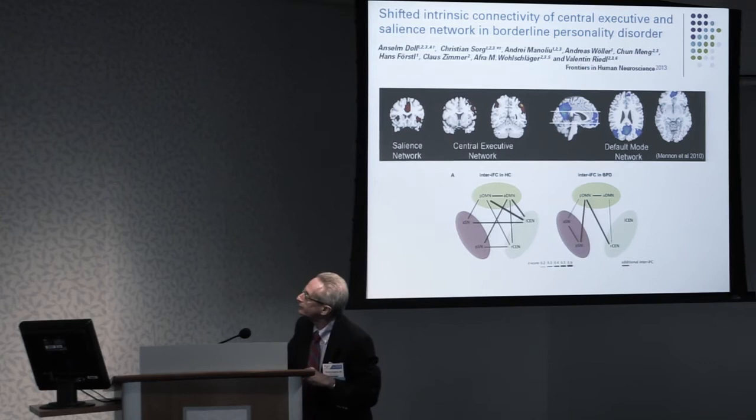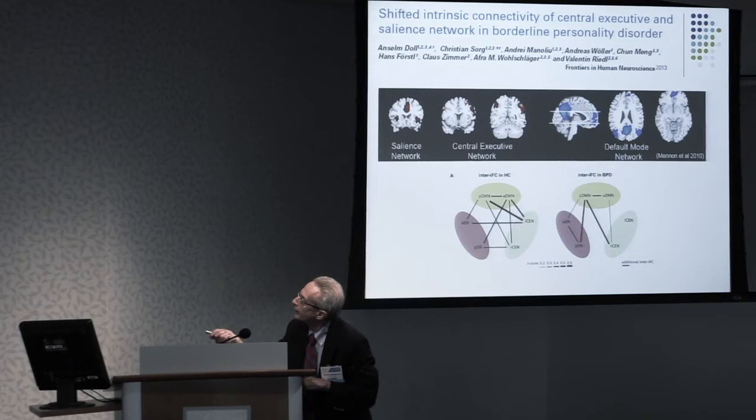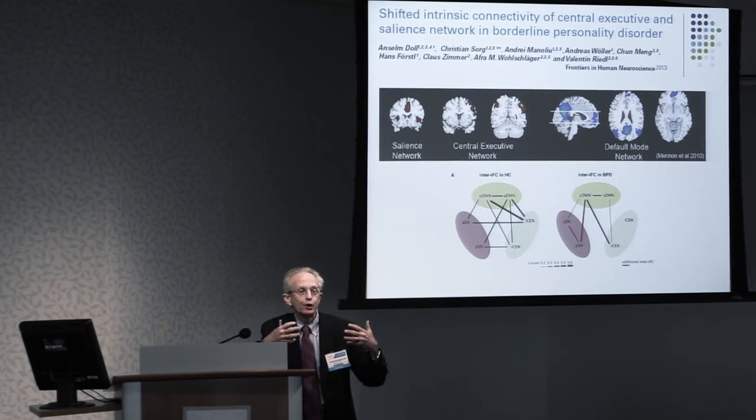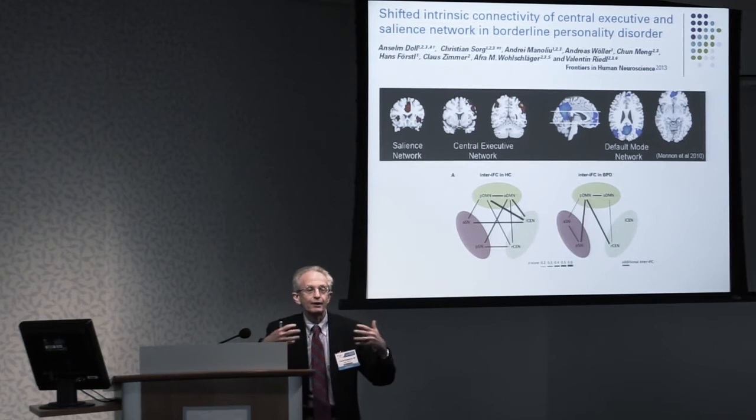And then there's the salience network. That includes the insula on both sides, the anterior cingulate cortex, and the amygdala. And this is a part of the brain that takes in external experience and says, gee, how important is this emotionally to me? How am I going to prioritize this? And how am I going to decide how I want to respond to this situation?